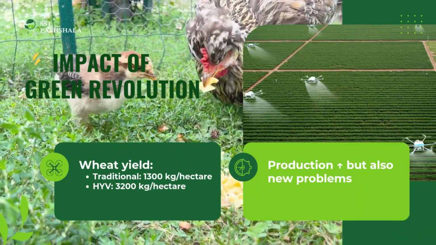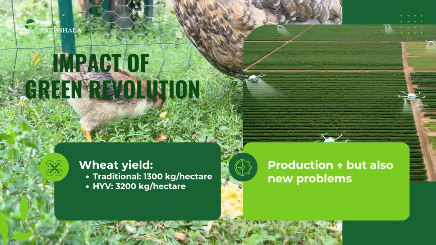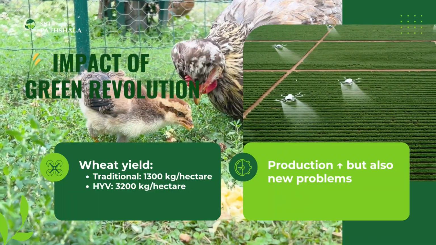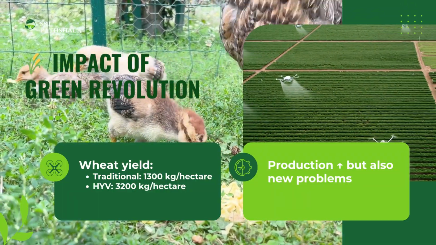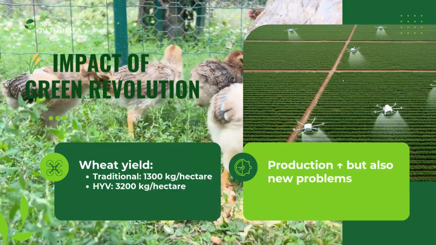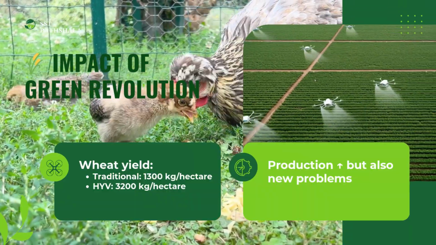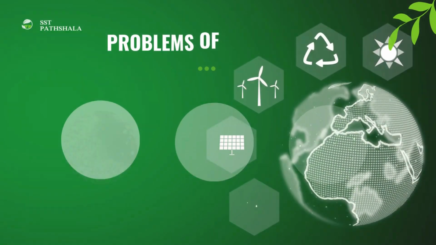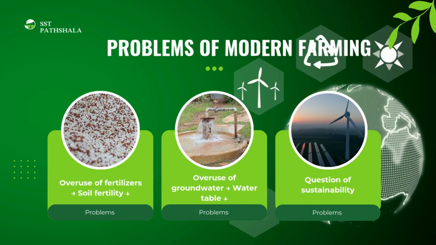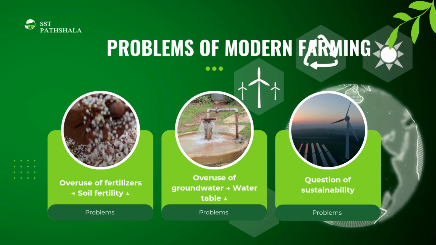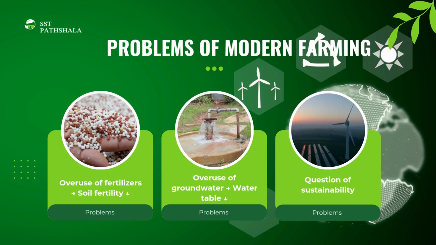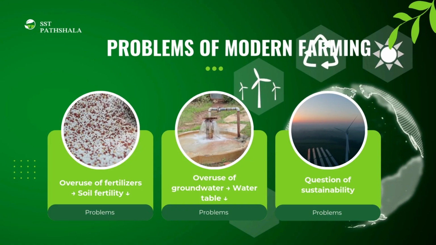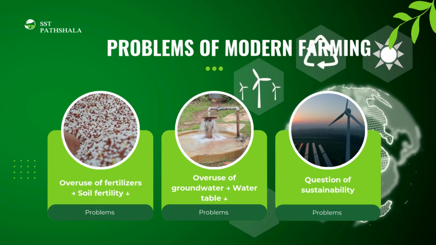For example, in Palampur, the yield of wheat increased from 1300 kg per hectare to 3000 kg per hectare using the high-yielding variety. However, this method also has serious drawbacks. So, we have some points. The first point is that continuous use of chemical fertilizers reduces the fertility of the soil. Second, overuse of groundwater has caused the water table to fall.